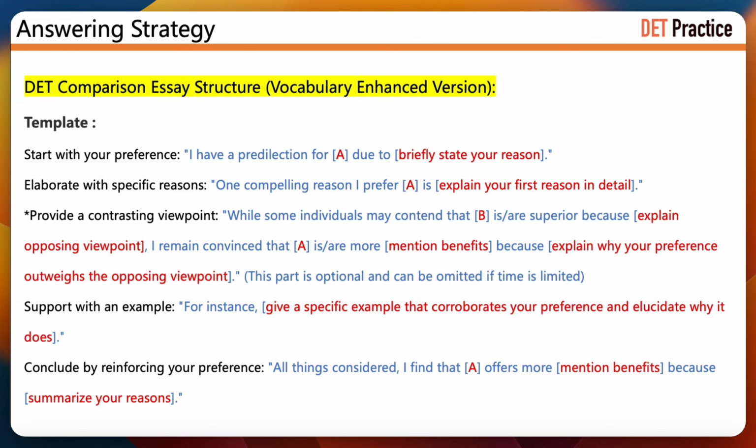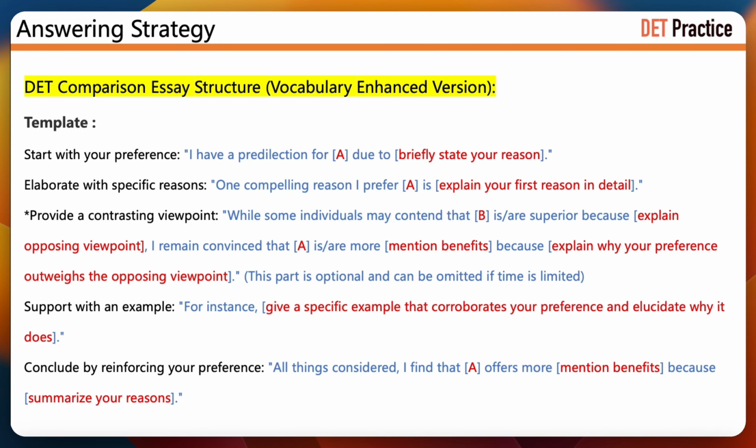This vocabulary-enhanced version encourages test takers to use more sophisticated language throughout their essay. It maintains the same clear structure as the original template, but pushes candidates to demonstrate an advanced level of English proficiency. This can potentially lead to higher scores in language use, vocabulary range, and overall writing quality, while ensuring that the essay remains well-organized and addresses all key points of the question. The use of more complex sentence structures and advanced vocabulary allows test takers to showcase their language skills more effectively, which is crucial in the DT exam.